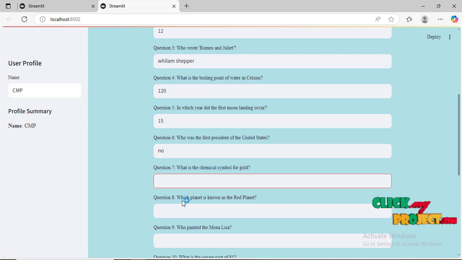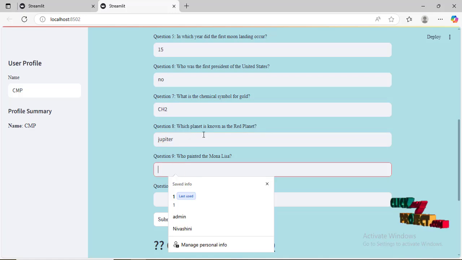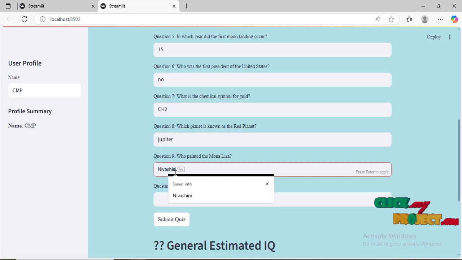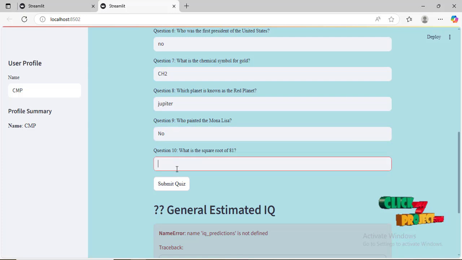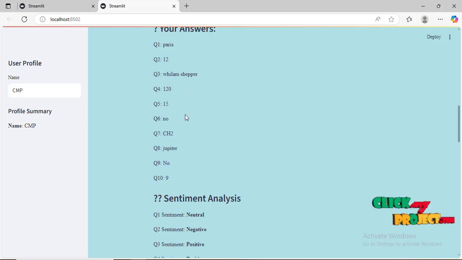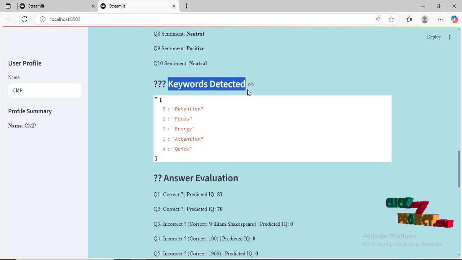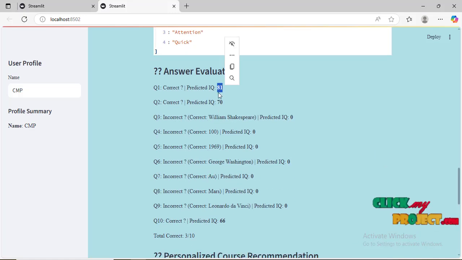Next, the chemical symbol of gold, then the red planet, Jupiter, and who painted the Mona Lisa? And the root of 9. Then submit the answers. So these are the answers given, the keywords are detected, and the IQ level will be tested.